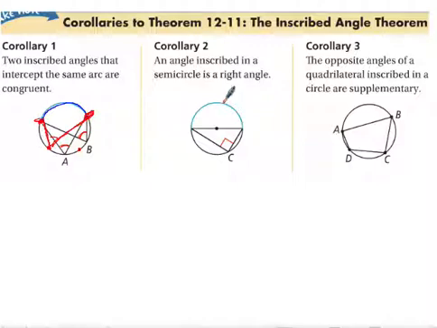If I have any semicircle and I choose any other point on that circle, then I'm going to be forming a right angle every time. And the opposite angles in a quadrilateral, so like this and this, those are supplementary, which means that angle A and angle C are supplementary. So right here and here.